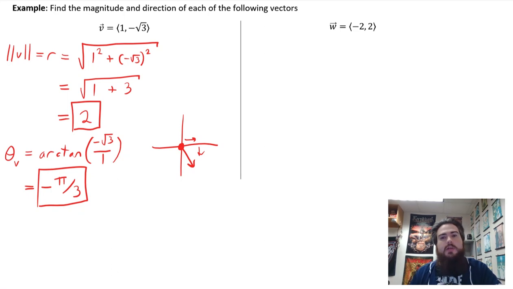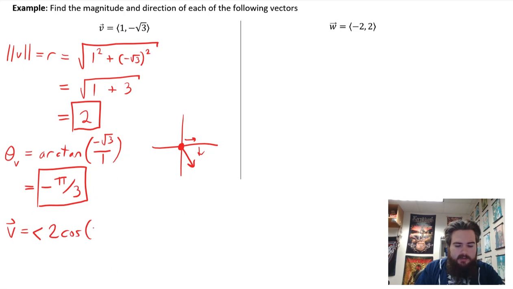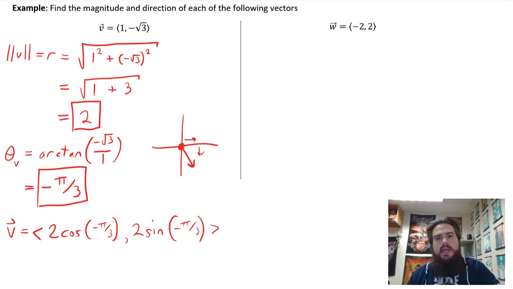It doesn't ask us to do so, but if we were to write this vector now in polar component form, we can write v now as 2 times cosine of negative pi over 3, as well as 2 times sine of negative pi over 3. This is also a good way if you would like to check your answer, as if you evaluate 2 cosine of negative pi over 3, that will give you a positive 1. And if you evaluate 2 times sine of negative pi over 3, that will evaluate to be negative square root of 3. So good way to check your results.